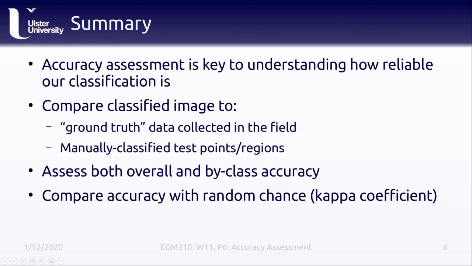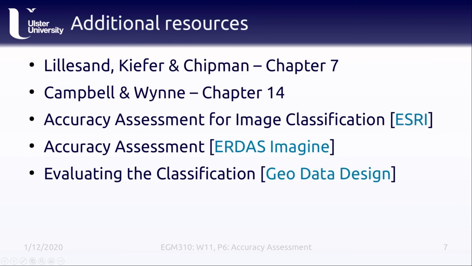Finally, we learned how to compare our results to the likelihood that our results are due to random chance by calculating the kappa coefficient. Once again, you can read more about these concepts in the textbooks, Chapter 7 of Lillesand, Kiefer, and Chipman, and Chapter 14 of Campbell and Wynne. I've also included links to information about performing accuracy assessment for both of the two software packages that we've used in this class, ArcMap and Erdas Imagine. You can also look in the practical documents for more instructions. There's also a link to a shorter video that shows you how to do this in Erdas.